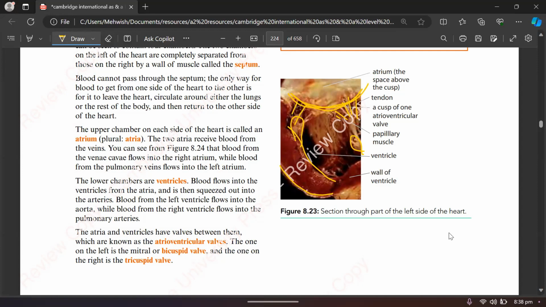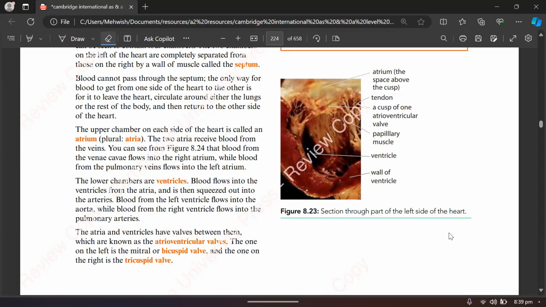And what is a valve? A valve basically prevents the backward flow of blood, or you can say it controls the one-way flow of blood, and it does not allow the blood to go back into the atrium. So this is the ventricular wall that you can see, and these are papillary muscles, and these thin thread-like structures are called tendons. We will talk more about them when we talk about the opening and closure of the valves.